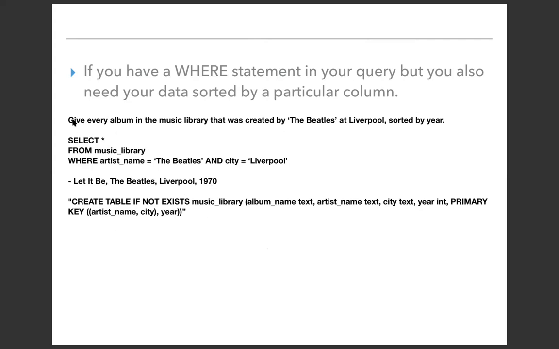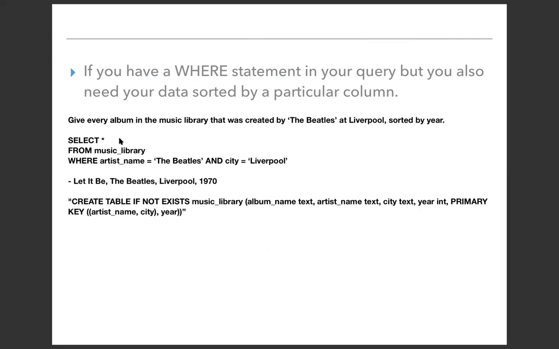So the query is: give every album in the music library that was created by the Beatles at Liverpool, sorted by year. So I'm going to select everything from music library where artist name equals the Beatles, as was mentioned here, and city equals Liverpool, as was mentioned here.